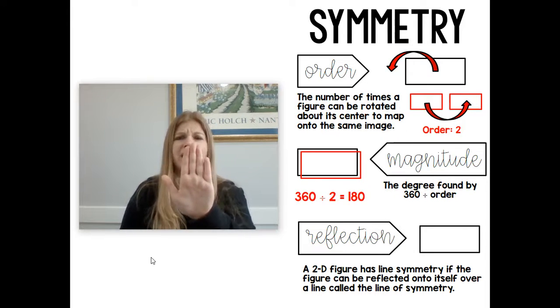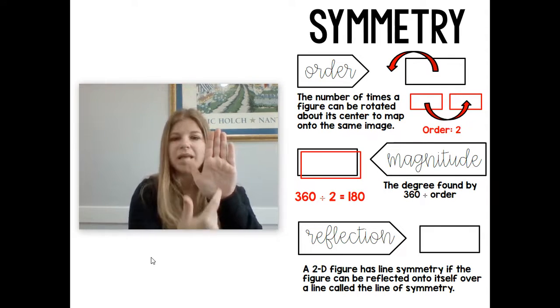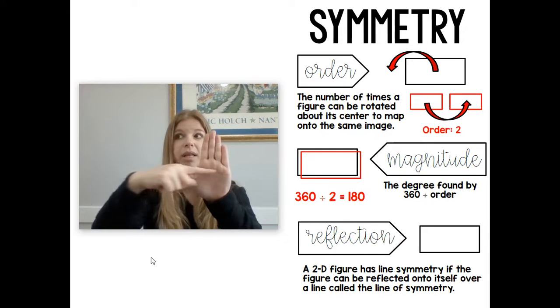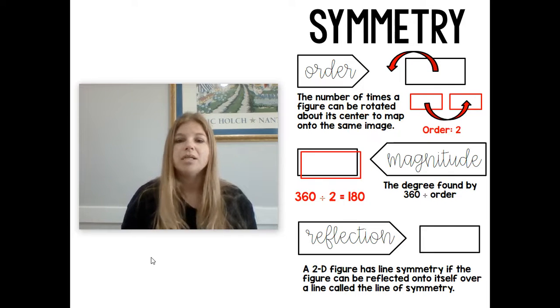If I look at my own hand, it does not have reflectional symmetry because I can't put a line down the middle and have it reflect over perfectly. I can't put a line this way and have it perfectly reflect over. It would not be the same, okay?